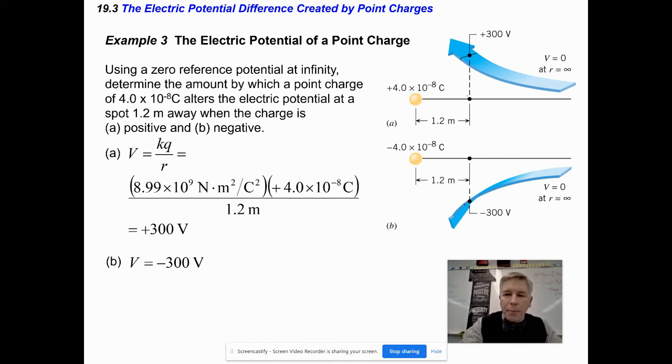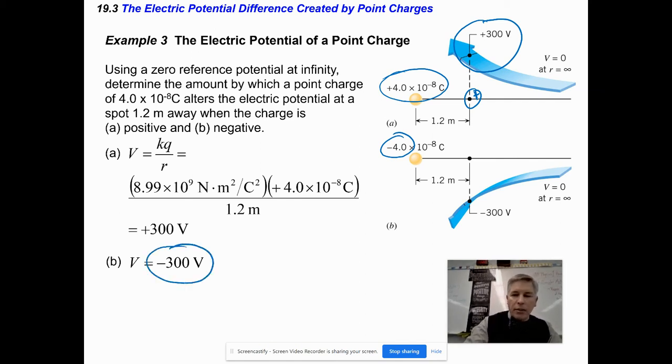If I were to put a positive test charge here, it would feel a positive 300 volts because I could calculate everything due to this particular charge. It doesn't matter what that test charge is, but I could actually find it. If this test charge happened to be a negative test charge, however, the only thing different is it would now be at a negative 3 volts. In other words, as you get closer to this, you're actually going to be at lower potential, and you're going to get closer to 0 the farther away you get.